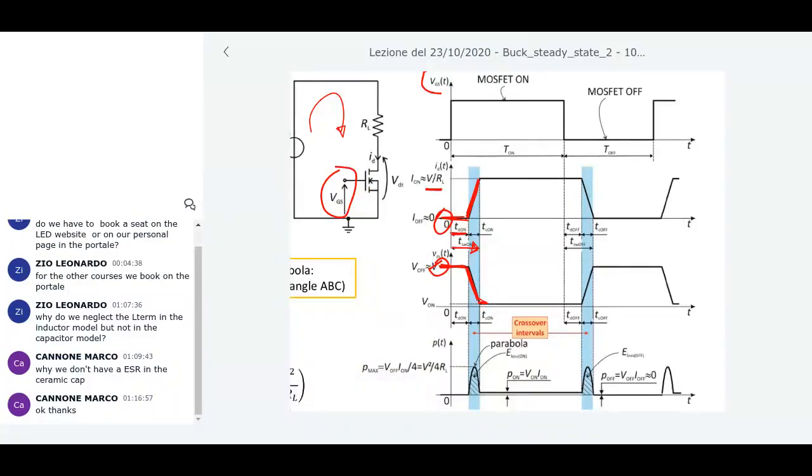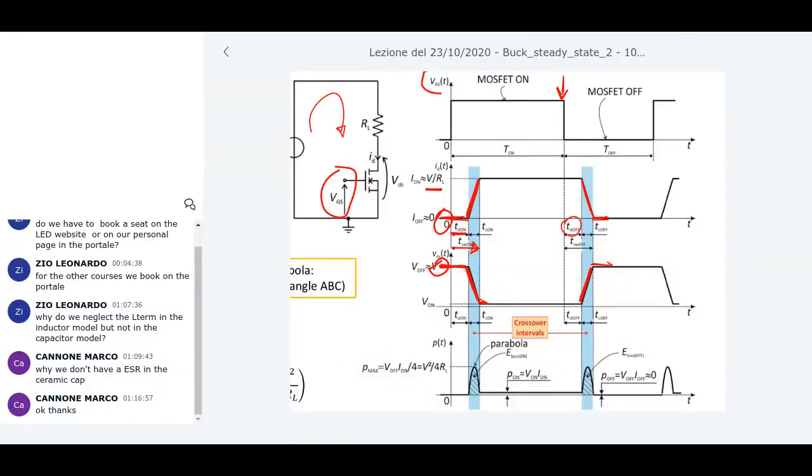What happens during turn off? At this time instant, the VGS goes to 0. The MOSFET cannot instantaneously go to interdiction, because there is a delay time due to the fact that I have to discharge the intrinsic capacitances of the MOSFET. But eventually the current goes down, simultaneously the voltage goes up, and then the MOSFET is off again.